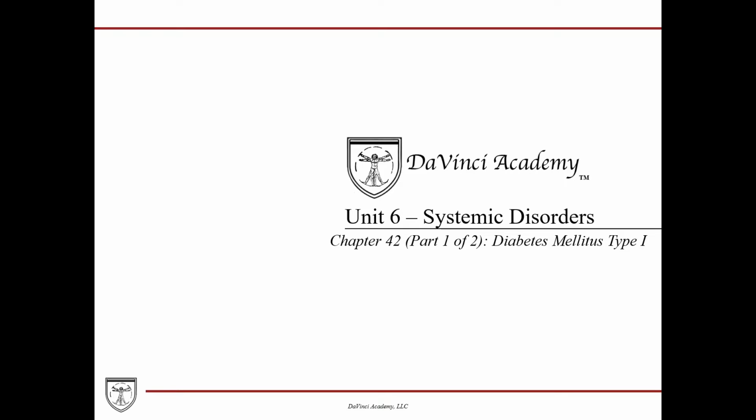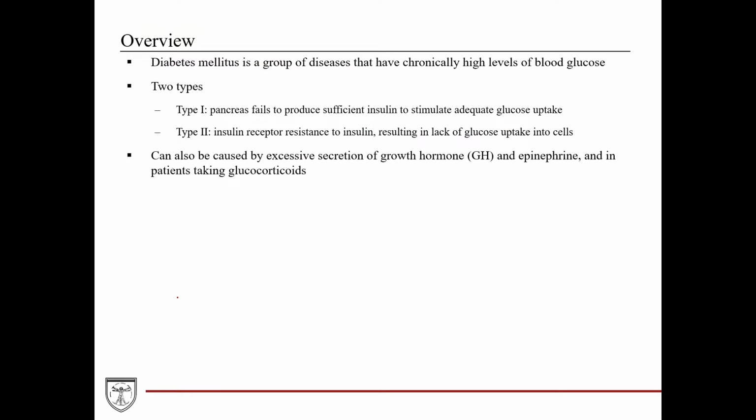So in this first lecture, we're going to give an overview of diabetes and then dive in deep on diabetes type 1 specifically, and then also cover the concepts relevant to hypoglycemia as well. So specifically, we're talking about diabetes mellitus, not diabetes insipidus, which primarily affects the pituitary gland. So diabetes mellitus is a group of diseases that have chronically high levels of blood glucose.